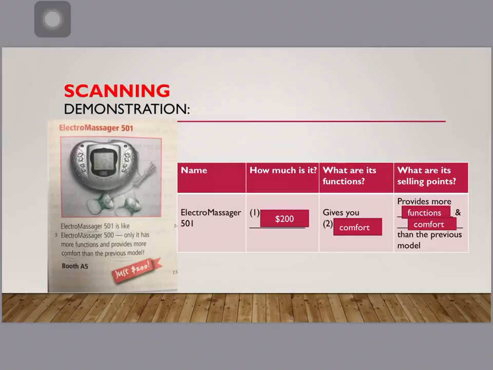Next question, what are its functions? Step 2, keywords: functions and what. Step 3, look for hints: any can or any verb. You see line 6, it has more function, provide more comfort. We see provide, which is similar to give. So provide more comfort, give you more comfort, is the function.